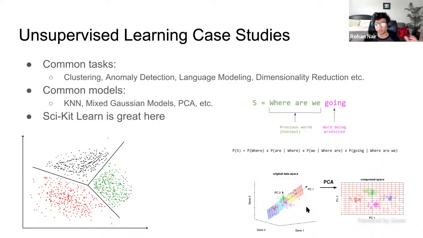You have lots of features, and you want to compress it down to maybe a few features that account for a lot of what's going on in the original data. Some common models here are k-nearest neighbors, k-means, mixed Gaussian models, PCA, and the list goes on. If you're doing something with unsupervised learning, I think scikit-learn is going to be your best friend here, because they implement a lot of this automatically, and you can look to see what your use case is and what might be a good model to fit your problem.